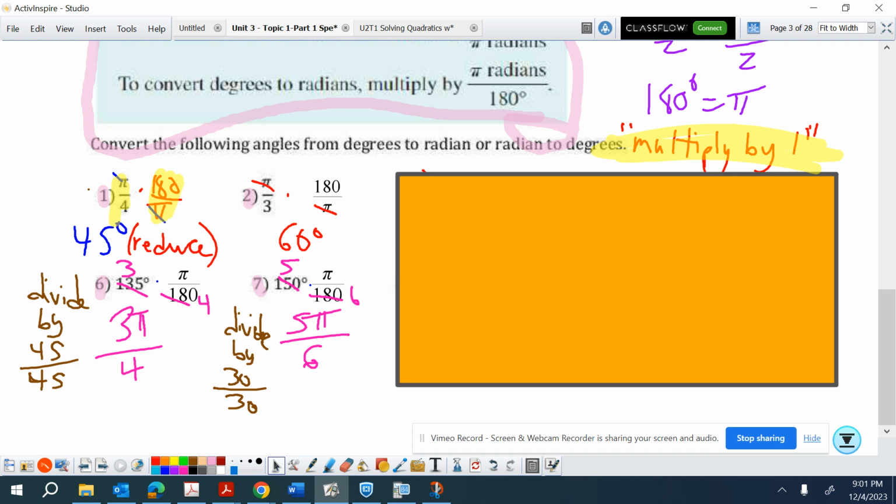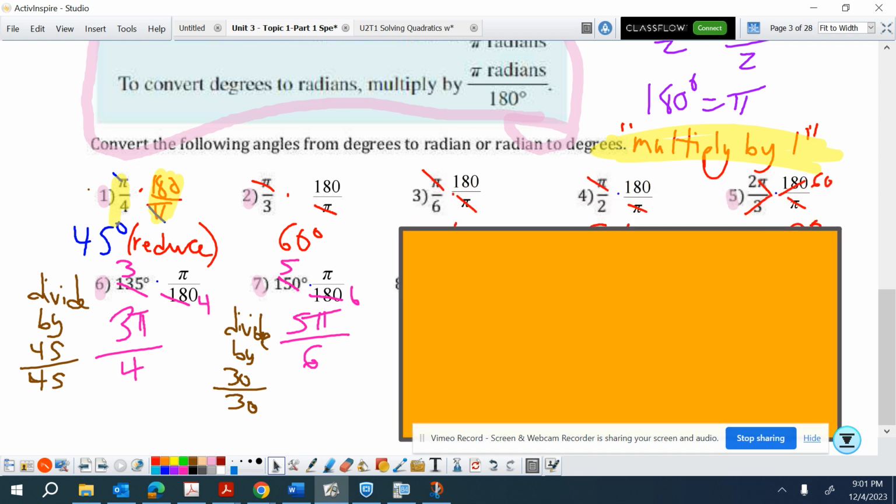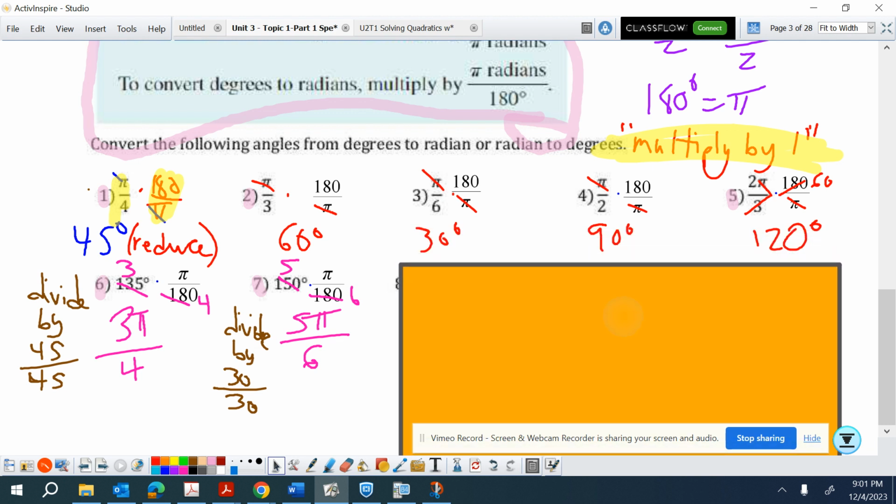If I want to show the answers for number 3, 4, and 5, also this is going to be radians to degrees. So I'm multiplying each time in 3, 4, and 5 by 180 over pi, and reducing each of those gets me 30, 90, and 120 degrees. Remember, simplify, reduce to the lowest fraction you possibly can.